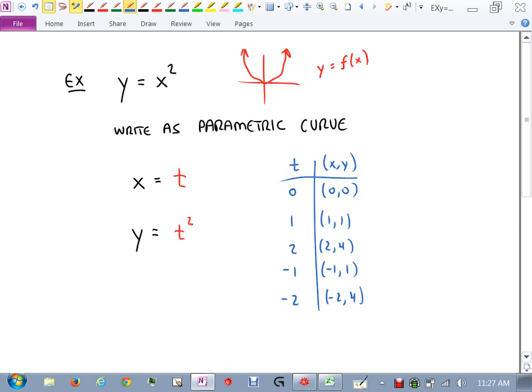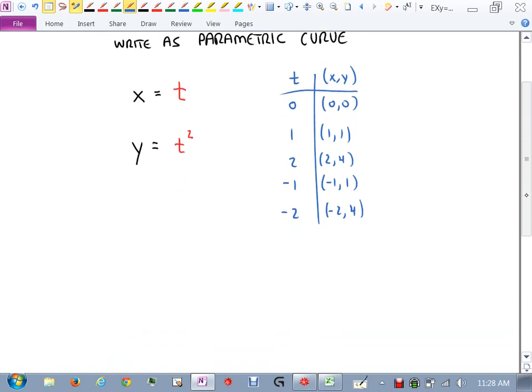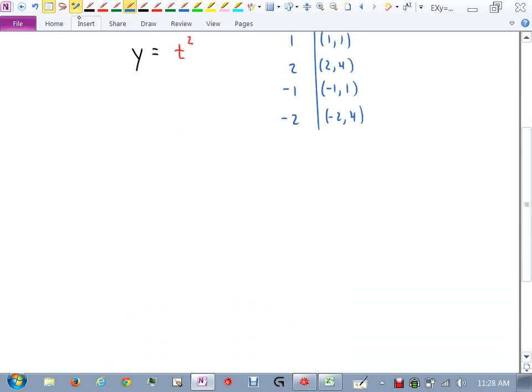All right? But again, the difference is that the domain is not on your graph. The domain is in the background. How could you do this? If I wanted to do x equals y squared.